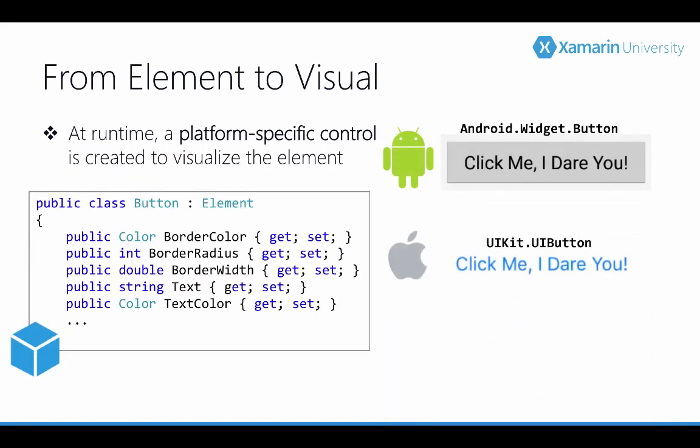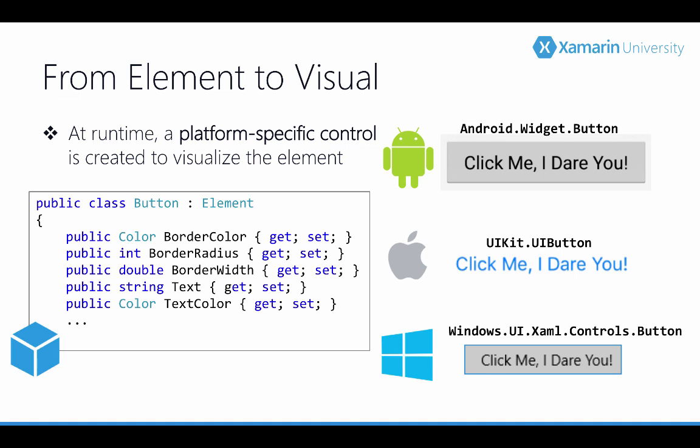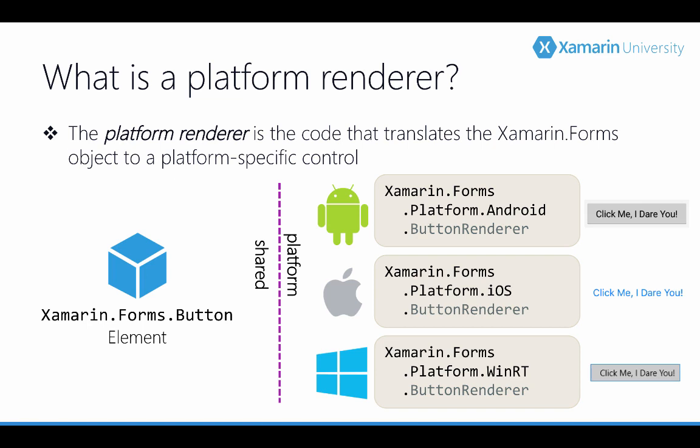I mentioned earlier that Forms will take our element definition and turn it into a native control. So for example, our button element will turn into an Android widget button on Android, a UIKit UIButton on iOS, and a Windows UI XAML controls button on Windows. The code that does this is called a platform renderer, and each element that you work with in Xamarin.Forms has a unique renderer assigned to it that takes your element instance and creates a unique platform-specific native control to represent it on screen. These renderers are by nature platform-specific.